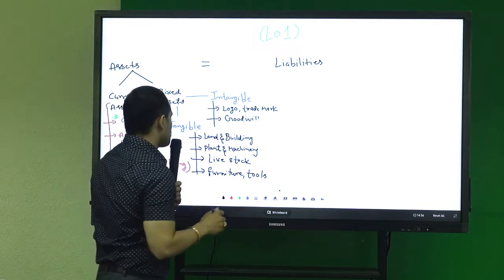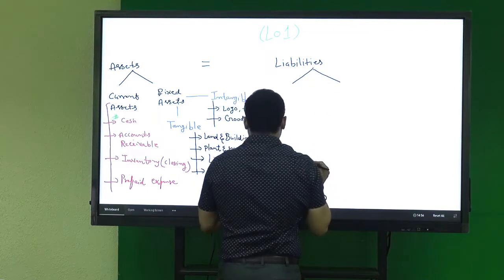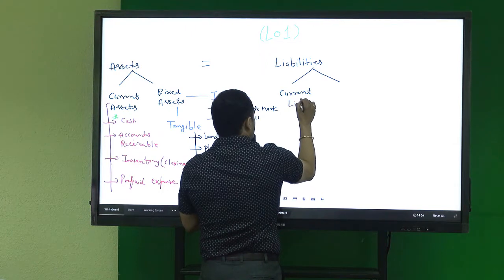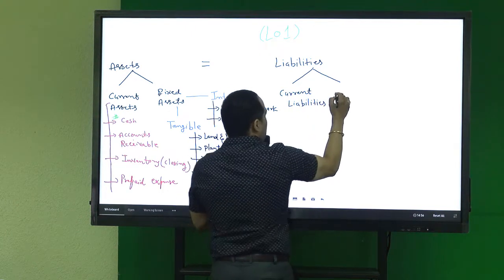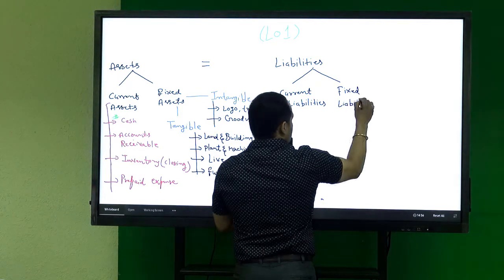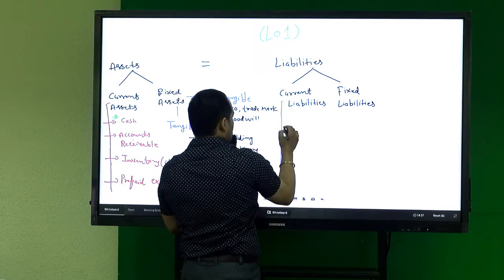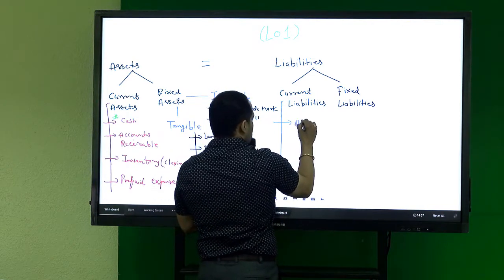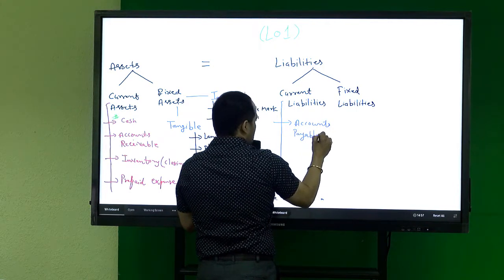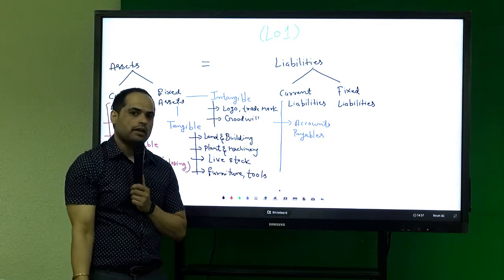Liability is a combination of two kinds of liabilities: current liability and fixed liability. So current liability involves accounts payable. Accounts payable are those people to whom you have to pay money. To those you have to pay money, we call them accounts payable.